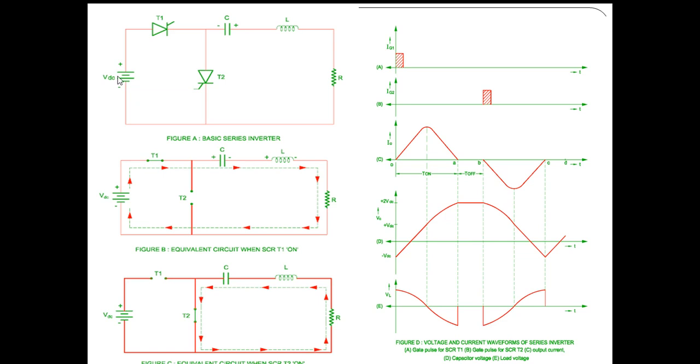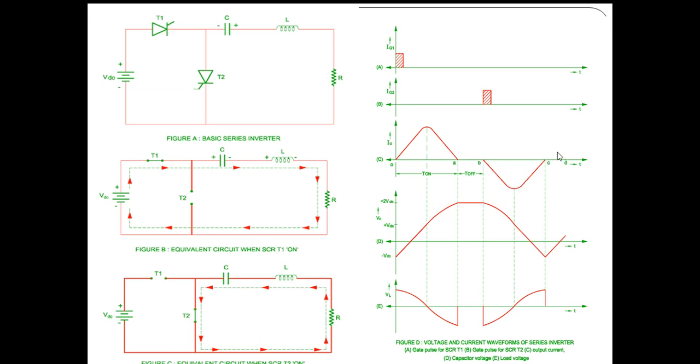Due to this DC source, when we turn on T1, current will be flowing from top to bottom. Because of this capacitor energy, current is flowing in the reverse direction. So current from B to C, if we observe, will increase in the reverse direction. It attains its peak value, and again it reaches zero.